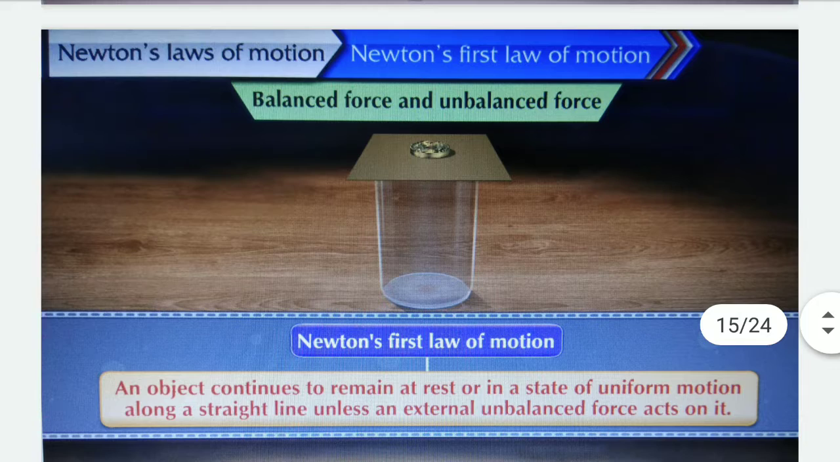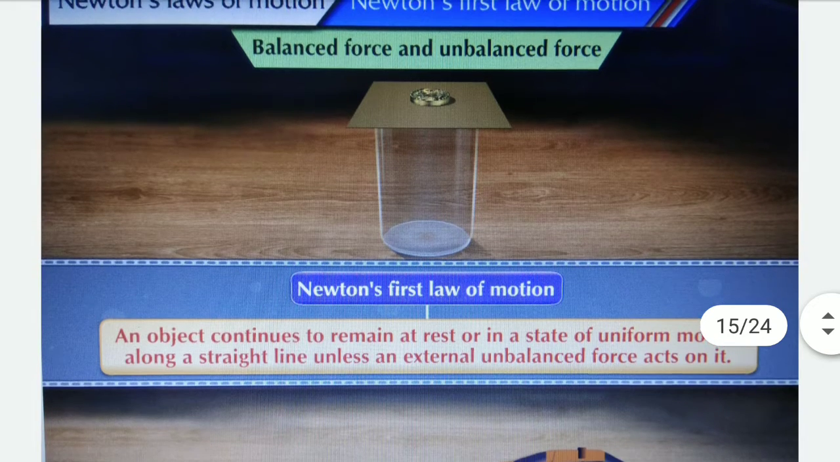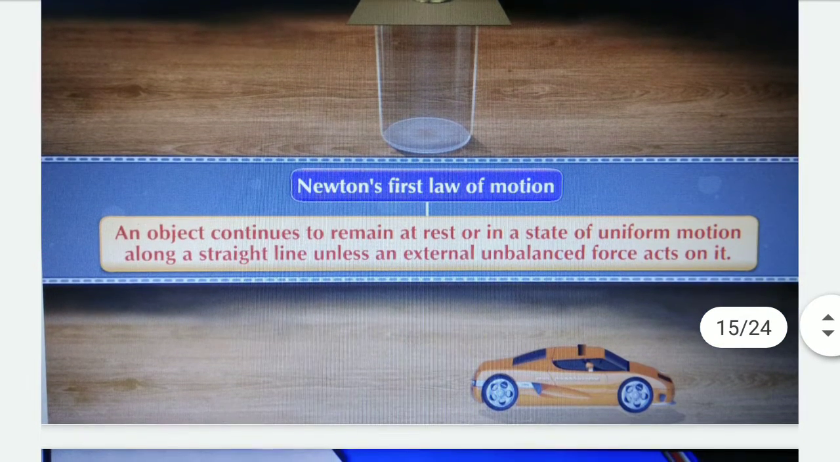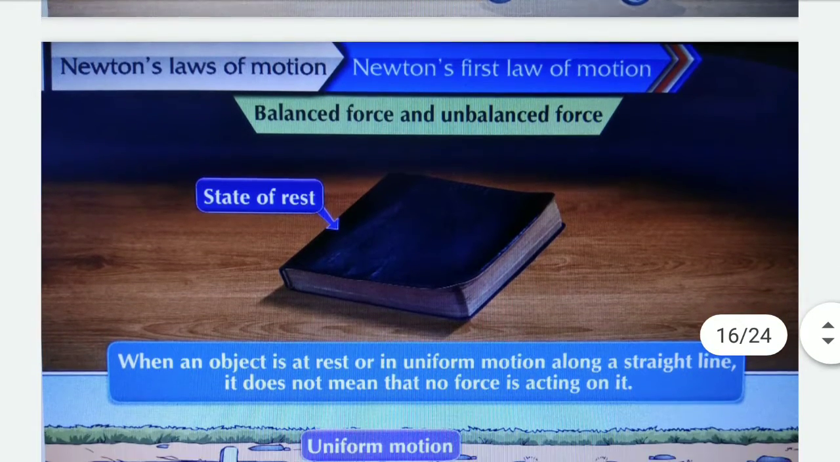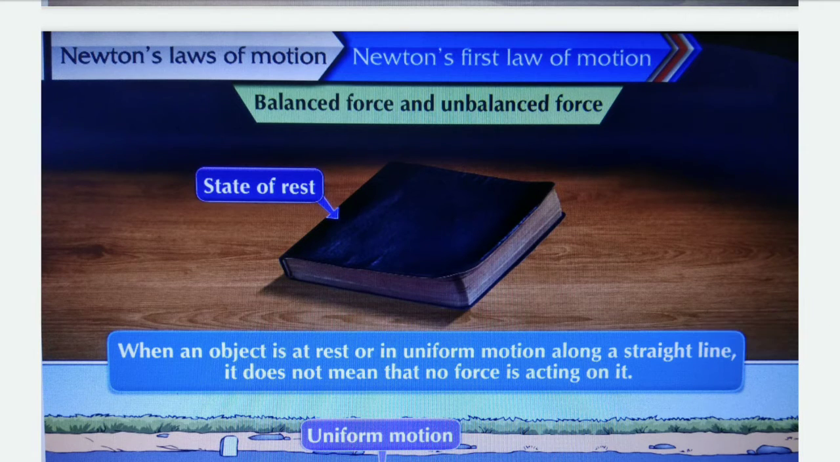This is the activity which gives the example of first law of motion, balanced force and unbalanced force. An object continues to remain at rest or in a state of uniform motion along a straight line unless an external unbalanced force acts on it. This is Newton's first law of motion. Again, see balanced and unbalanced force.